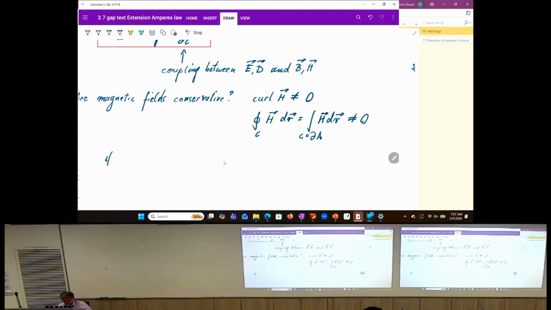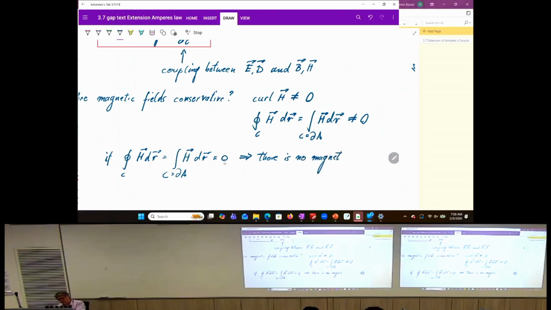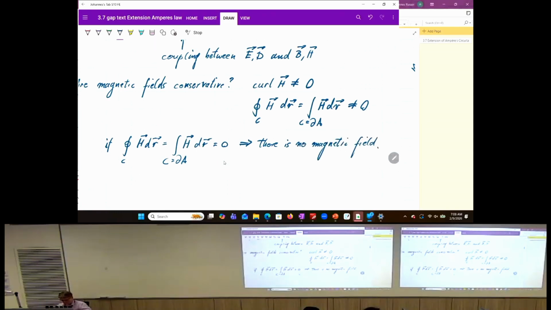So when is this zero? We can, of course, also have the situation that a closed line integral over the magnetic field becomes zero. That is possible, but that also means that there is actually no magnetic field. The magnetic field is vanishing there. Then this solution can be obtained.